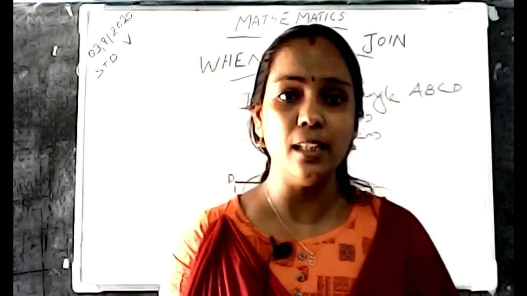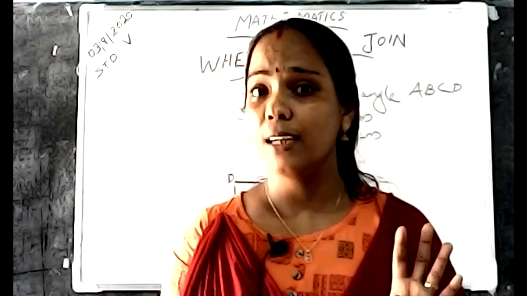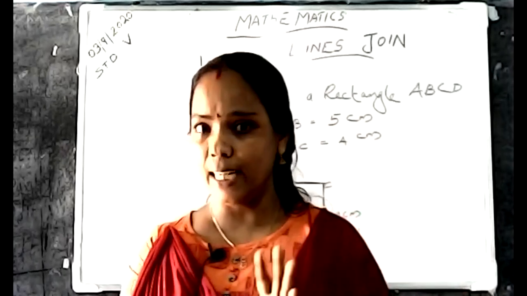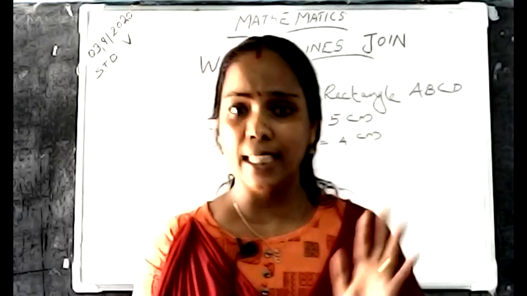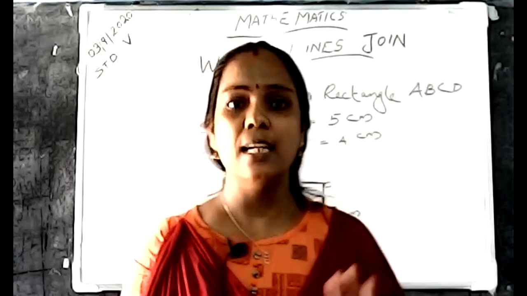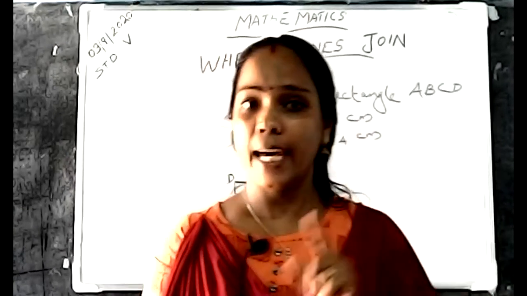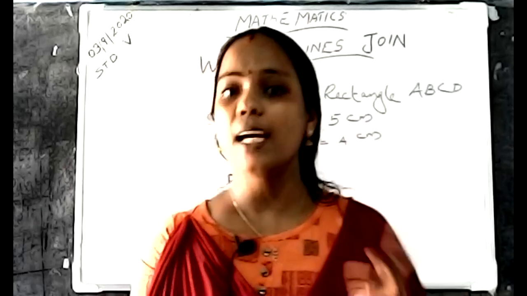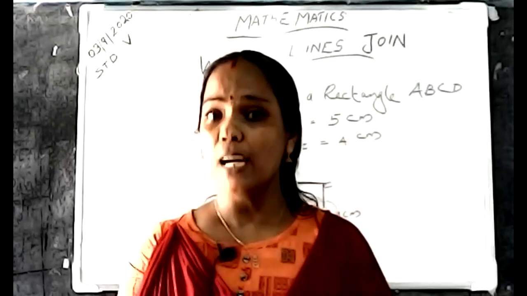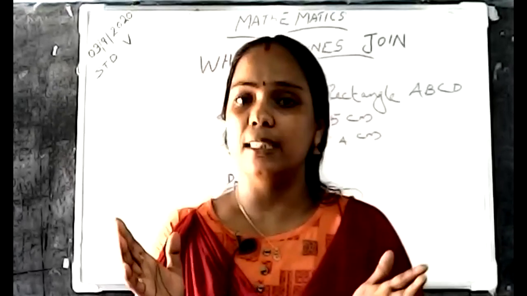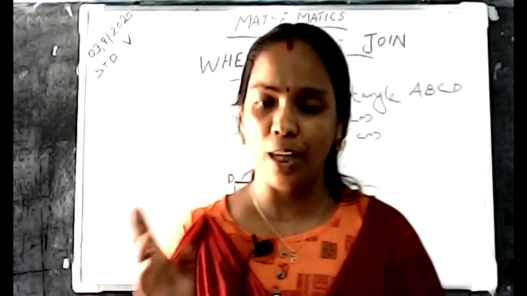A three-sided shape is called a triangle. Four-sided, quadrilateral. Five-sided, pentagon. Six-sided, hexagon. Easy, right? Six, hex. Six-sided, hexagon. Seven-sided, septagon. Eight-sided, octagon. A shape with more sides is called a polygon. What is the name? Polygon.